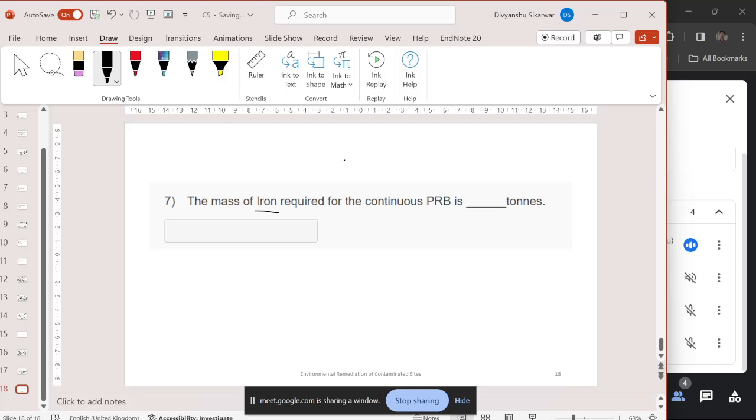So previously we discussed in the problem that we are using 1:4 ZVI to sand. So it is basically asking how much ZVI we will require, the mass of iron.